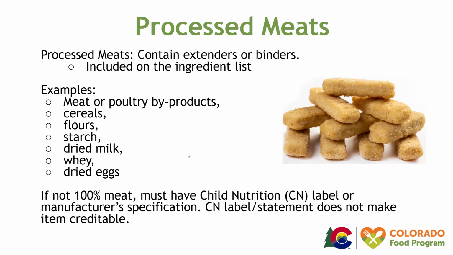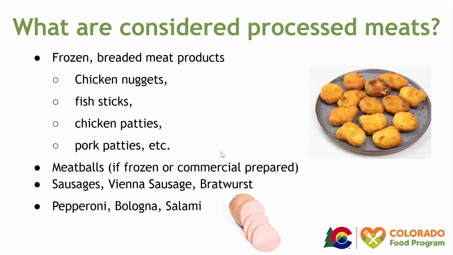And I'll go into CN labels on the next slide. Oh, just kidding, in a few slides. Sorry, I don't have my other one pulled up. What are considered processed meats? Anything that's frozen or breaded, such as chicken nuggets, chicken patties, pork patties, basically any of those frozen meat products that are breaded. Those would be considered processed meats.